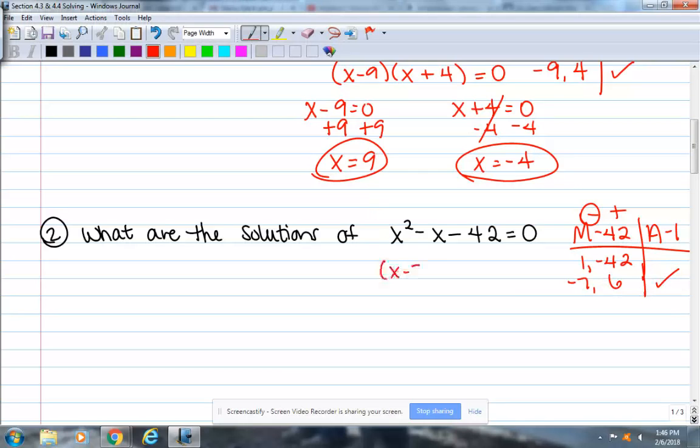So we have x minus 7 times x plus 6, and then we have equals 0. So what do we have to do since we have equals 0? Set them both equal to 0. Very good. Yep, so x equals positive 7.